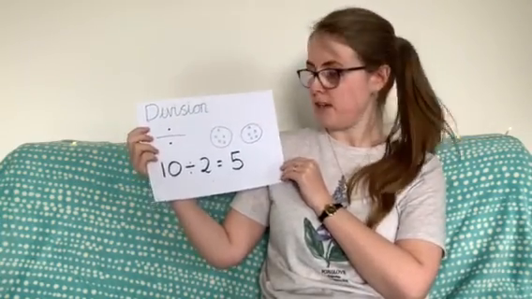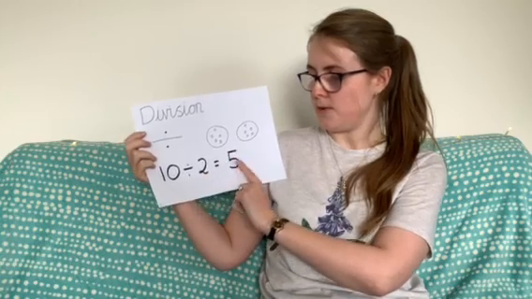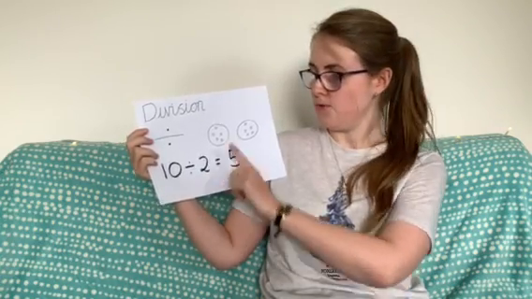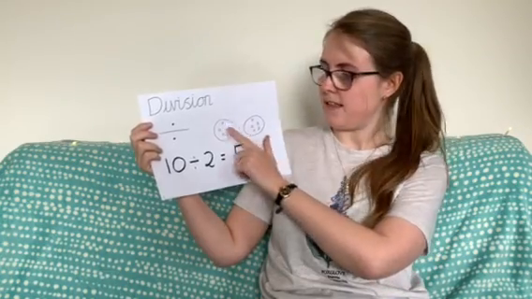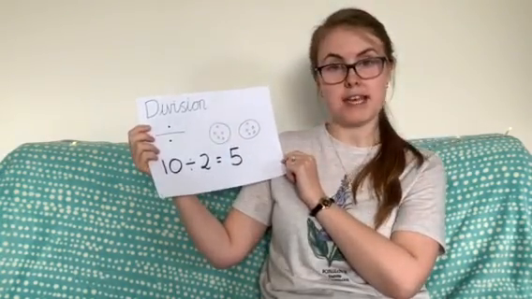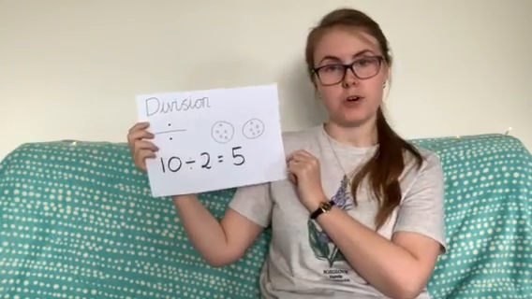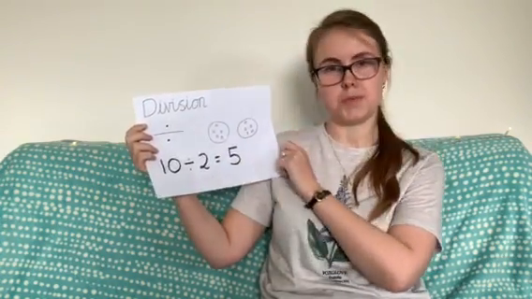So I've got a division number sentence here. I've got 10 divided by 2 equals 5. Now I've drawn my two groups here, and I've drawn my 10 dots and I've shared them equally between my two groups. And when I get up to 10, I've got 5 dots in each group, as I've shared it equally between the two groups.